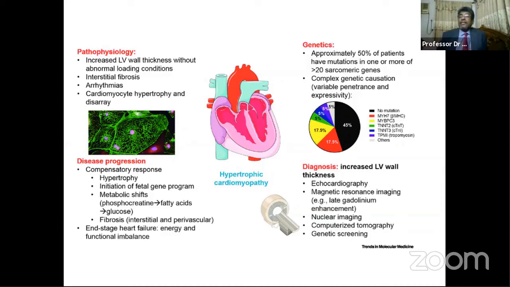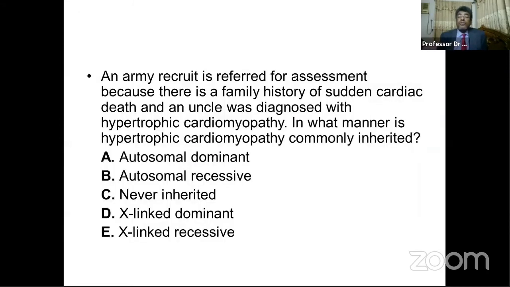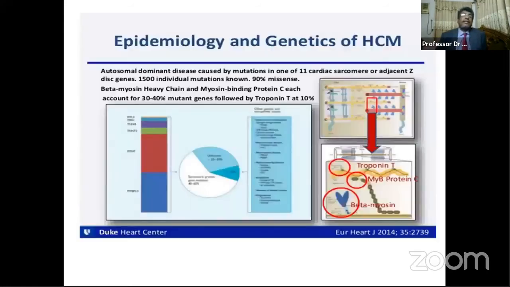So how is hypertrophic cardiomyopathy usually inherited? It is an autosomal dominant disease. So autosomal dominant, answer A, is the correct answer here.